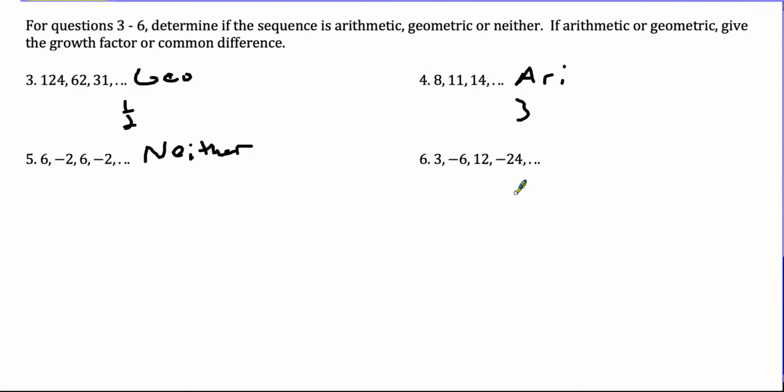Geometric, though, if I think about going backwards and taking a term and dividing it by the previous term, well, -24 divided by 12 would be -2. 12 divided by -6 is -2. -6 divided by 3 is -2. So this one is actually geometric, and my growth factor in this case would be -2.